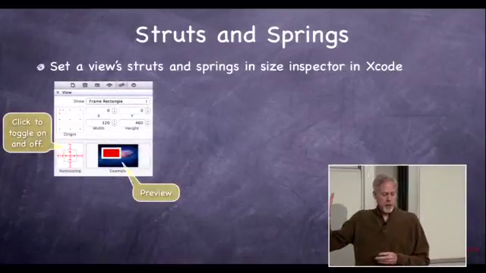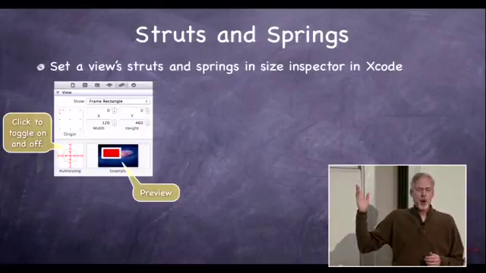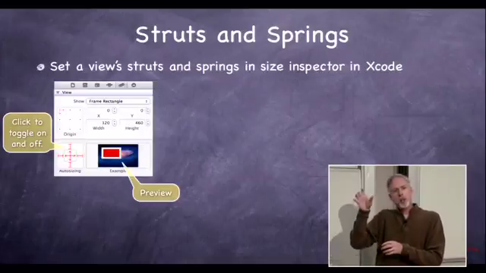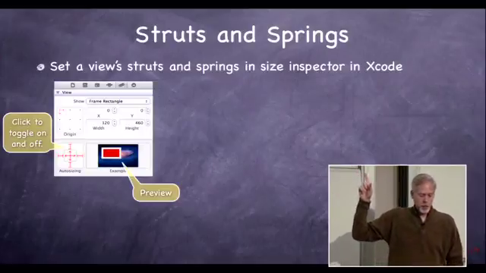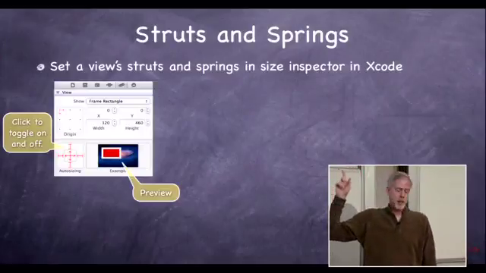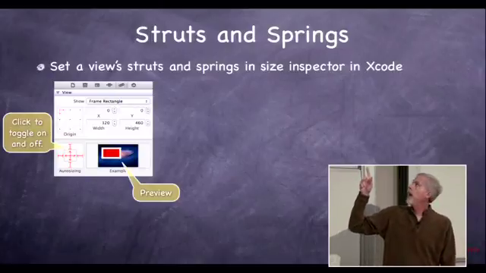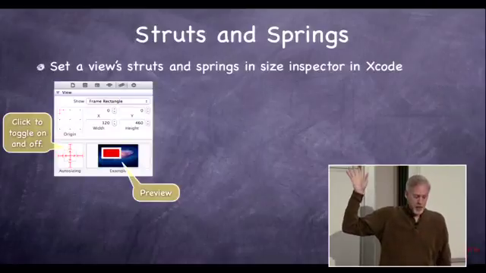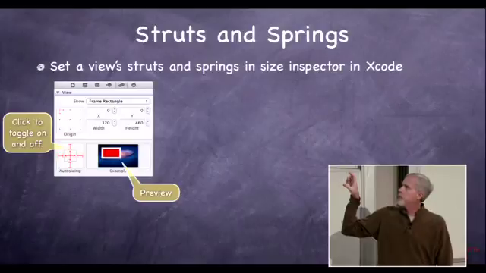You set them with the size inspector in Xcode. This is in the upper right-hand corner. If you have the right-hand utilities area showing, you can see the little icons on the top for identity inspector, attributes inspector. So we have the size inspector selected here. At the top of this, you can see the size. And then at the bottom, there's this thing that lets you set the struts and springs.